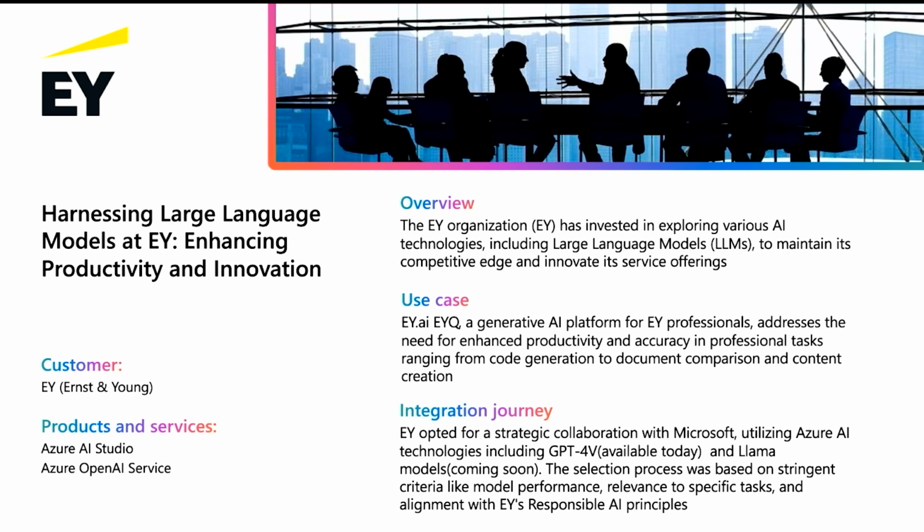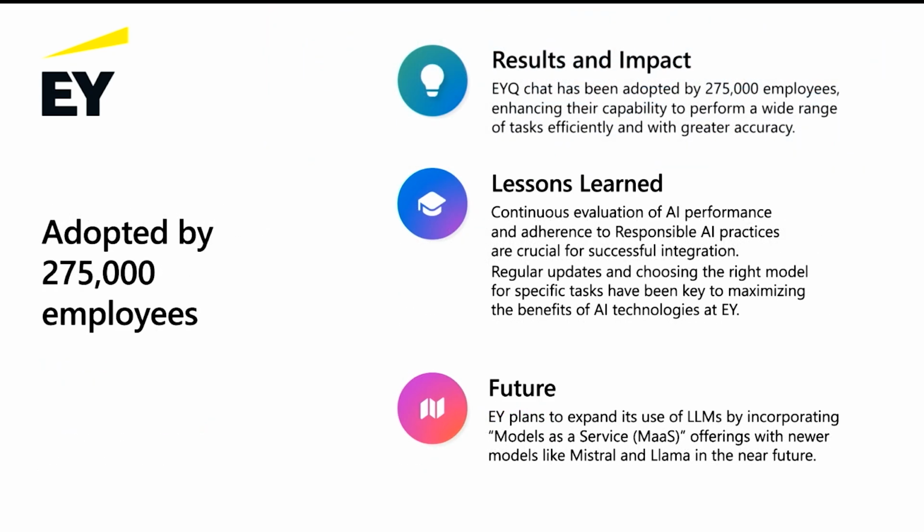They built EY.ai, which is a generative AI platform for EY professionals, which addresses the need for enhanced productivity and accuracy in professional tasks. And one of the key things that we want to show is the result of what they've been doing. The EYQ chat that they built has been adopted by 275,000 employees internally and allowed the employees to perform a wide range of tasks efficiently and with great accuracy. And some of the lessons that they have learned is that using AI in their use cases is not a one-time thing. They need to do continuous evaluation of AI performance, and they want to stick to all the responsible AI practices. And that's one main reason why they've been using Azure AI model catalog and Azure AI Studio. It's because they feel that they can easily do this evaluation and make sure whatever they're putting in production is really adhering to safe and responsible AI.